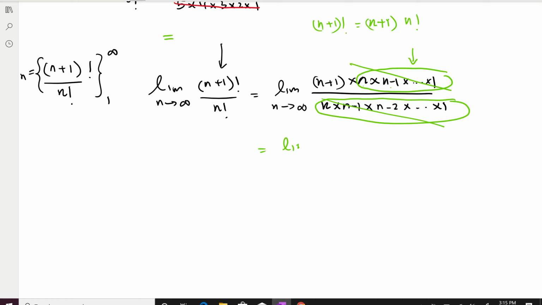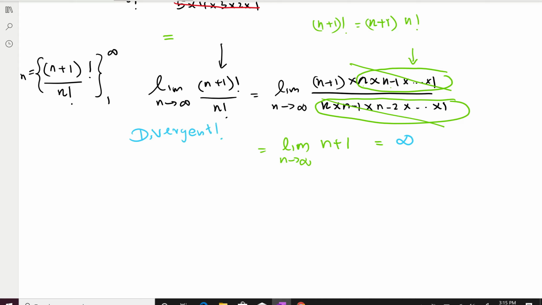So what are we going to be left with? Just n plus 1 in the numerator. In the denominator, when you cancel out everything, it's 1. So now what's the limit of n plus 1 when n goes to infinity? When n gets large, n plus 1 gets large too. So the limit is infinity. So this sequence is divergent.